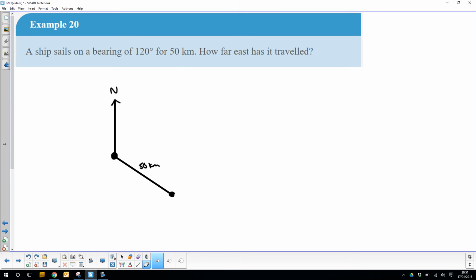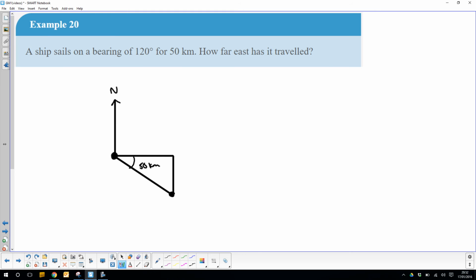It says how far east has it travelled? Looking at that, I'm not sure we would identify immediately that this is a trig problem. So what do we need to do? Well, what we're going to do is draw in a line here, and the reason we're doing that is because of what we said about knowing the angle in here.